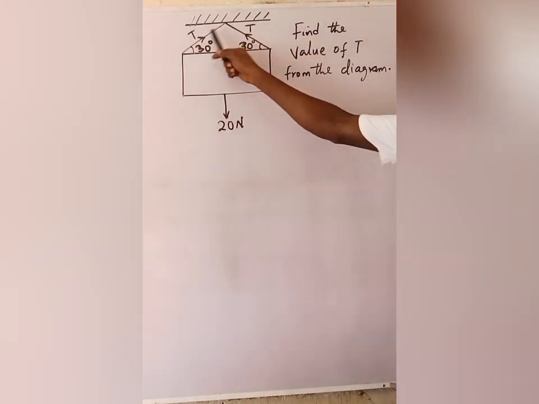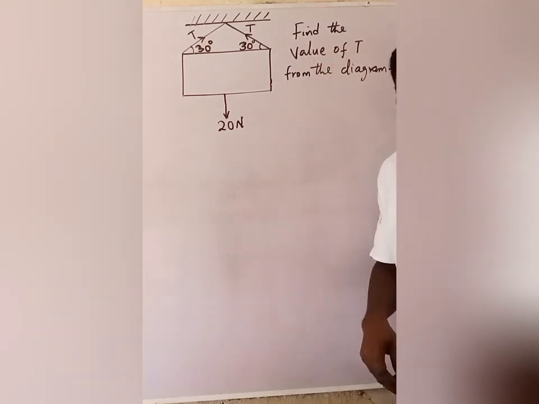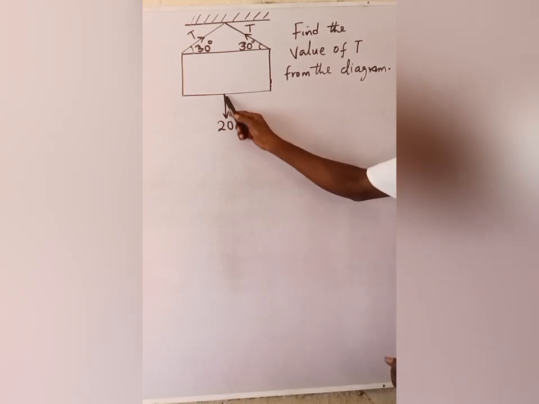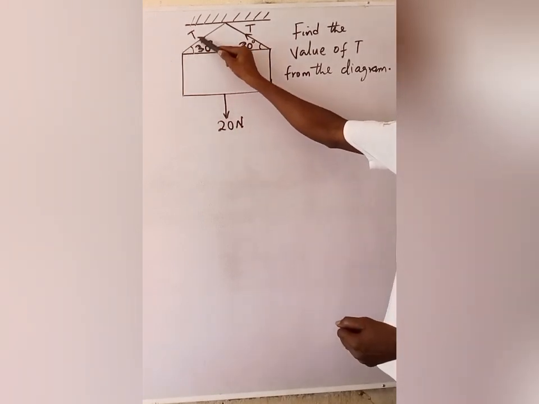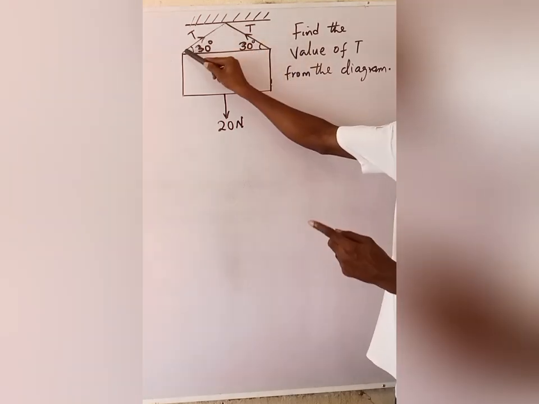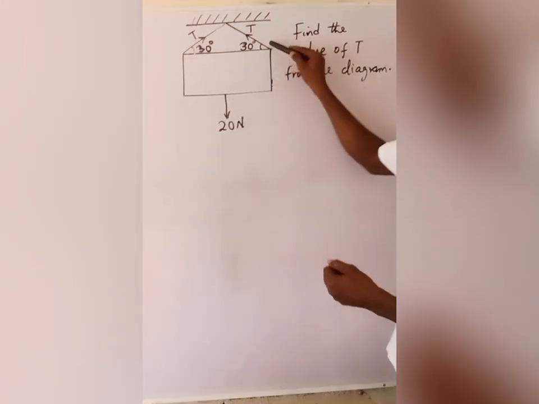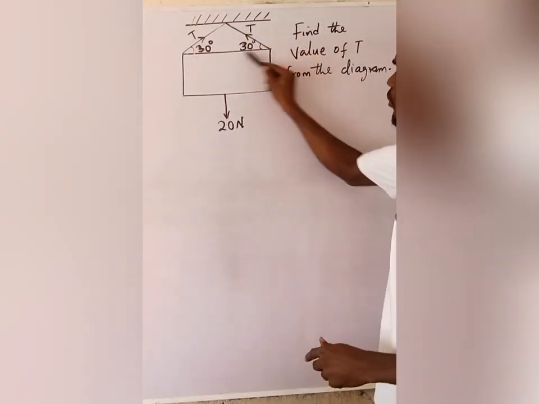Now, if you look at the diagram, first of all, they said that we have to find the value of t from the diagram. And if you look at the diagram, it's already very clear. We have a weight acting downwards, that is 20 Newton. Then we have a tension, the tension in this string or rope, acting in this direction. It is inclined at an angle of 30 degrees to the horizontal.